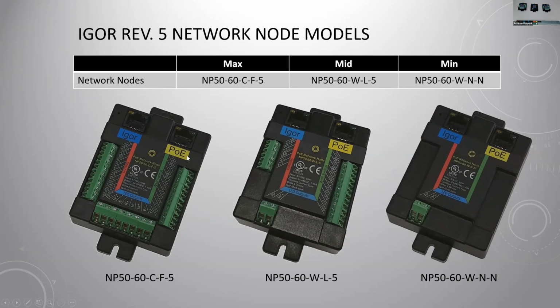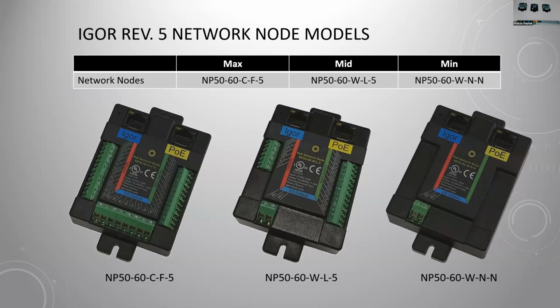And so we have 3 different I/O levels of the network nodes. We call them our max, mid, and min. And so you can tell based upon the terminal blocks that we've got some varying amounts of I/O between them. So we've got that to really offer some price differentiation. Sometimes you just need to drive a static fixture. Sometimes you need a little bit of I/O. Sometimes you need a lot of I/O. So we designed these different levels to give some flexibility for the solution.